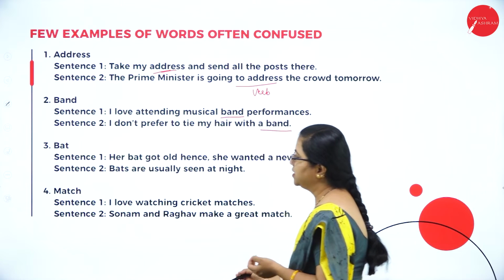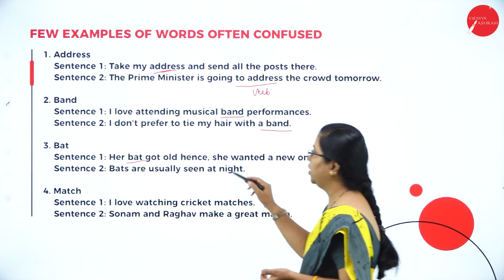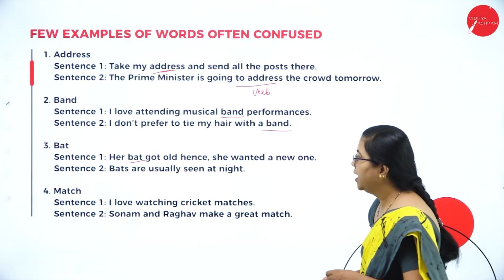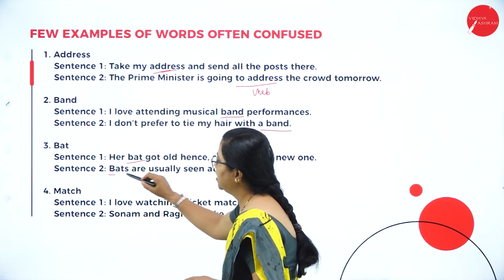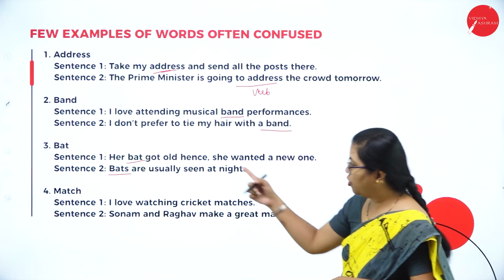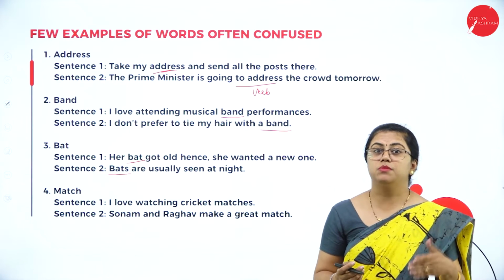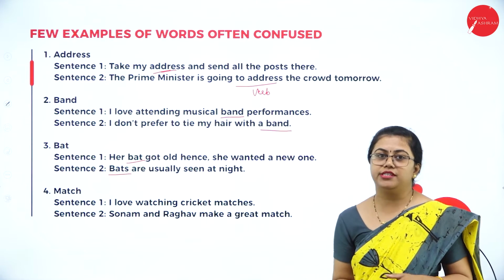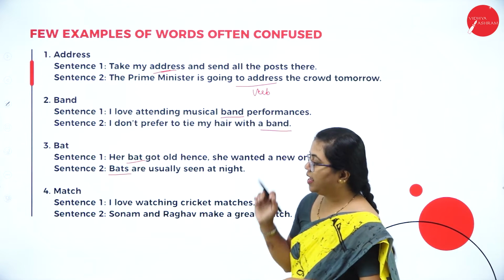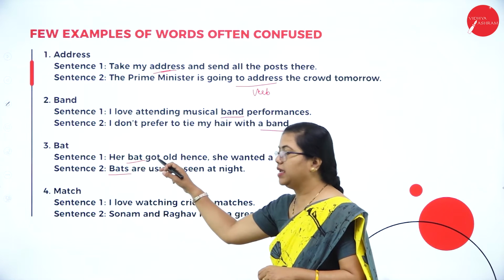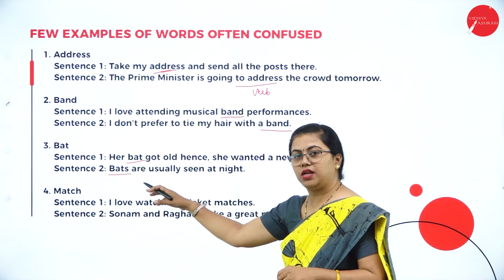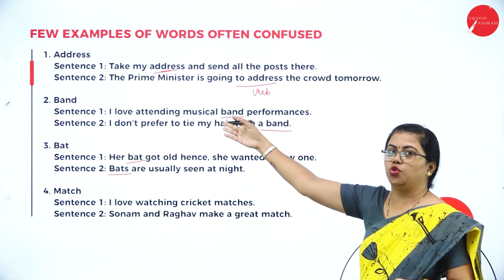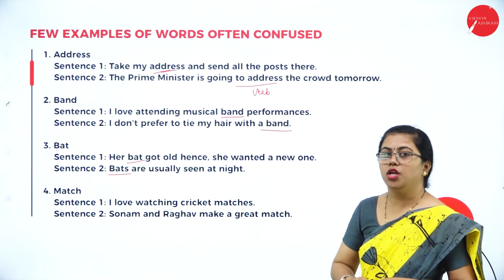So next we have bat. Her bat got old, hence she wanted a new one. So they are talking about the bat, and here it is used as the name of the animal. You can also use it as a verb. He was batting very well. So that can be used as a verb also. In three different senses it can be used. But here they are used as nouns, but the meaning is different. Fine, both are used as nouns, but the meaning is different. Here it is used as a different part of speech only. One is a noun and the other one is the verb here.